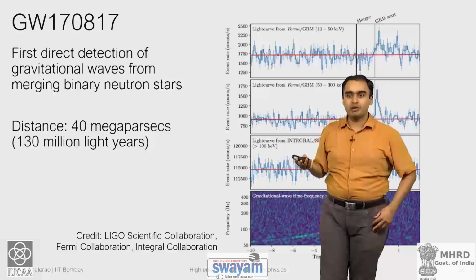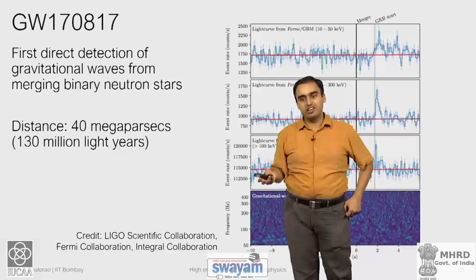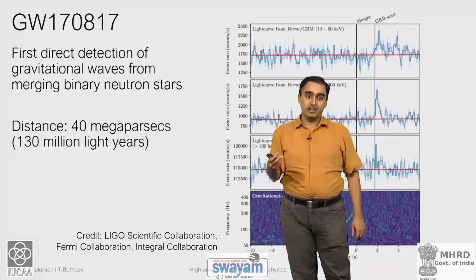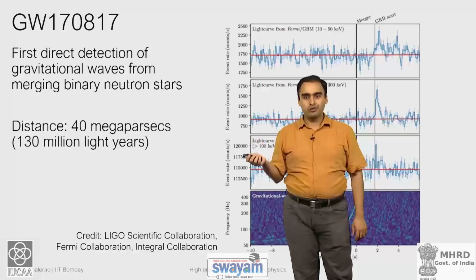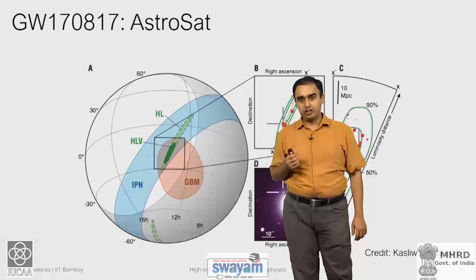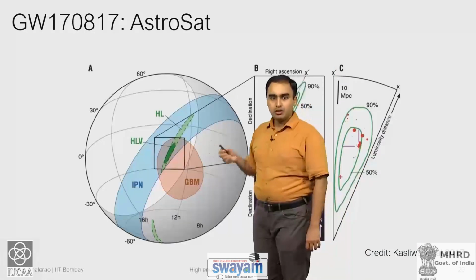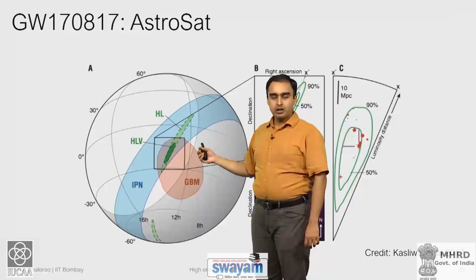So, although I am talking about it as the 17th August 2017 event, in reality it is a 130 million year old event. There are many other satellites which are out there which detect gamma ray bursts. So, why did only these two see this and why not others? So, I can show you AstroSat as an example. So, various things are plotted here.